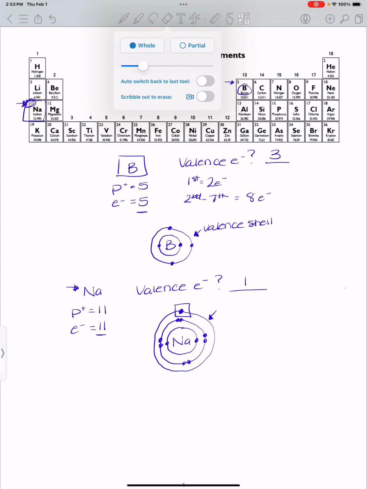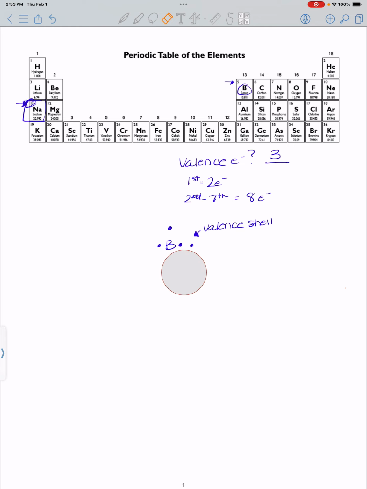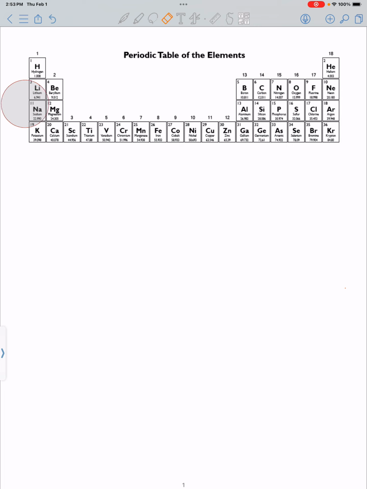Okay, now let's try something with a charge. Let's do lithium, and we're going to do it as a cation with a plus symbol up here. This plus symbol means that it has lost an electron. So if we draw this out, lithium has 3 protons. How do we know that? We look at the atomic number, that's 3. That tells us how many protons.